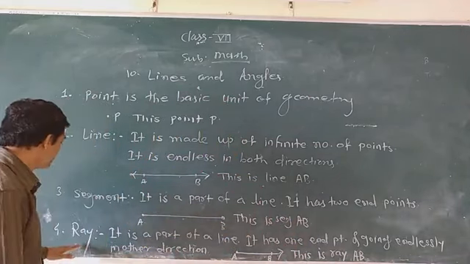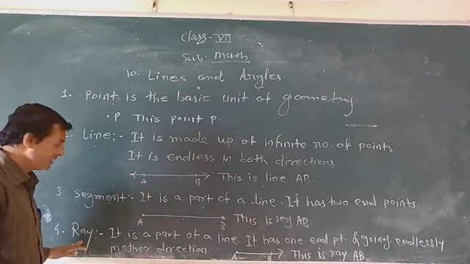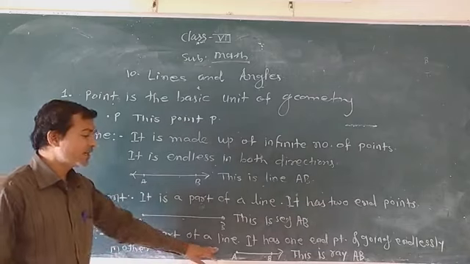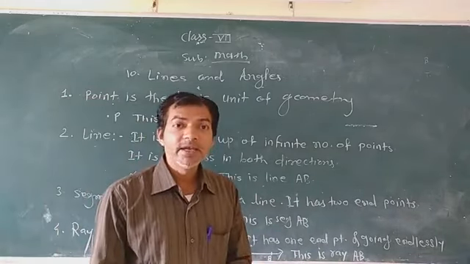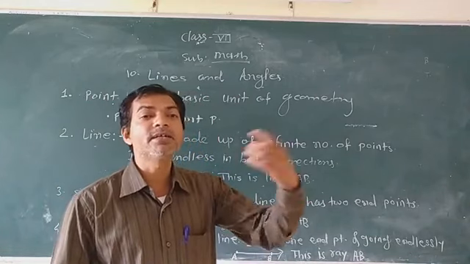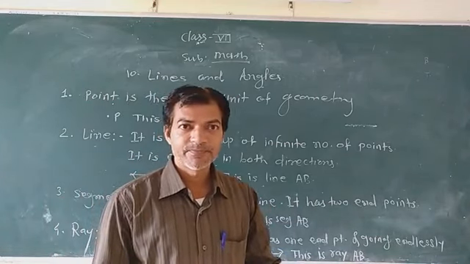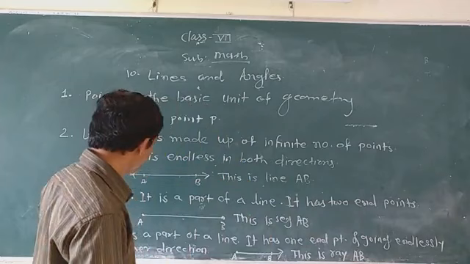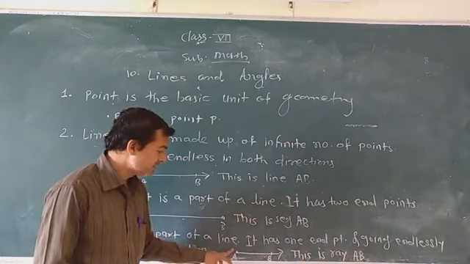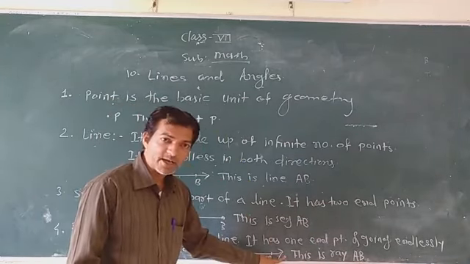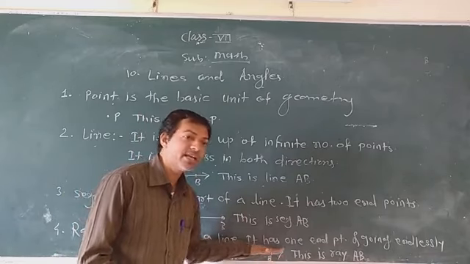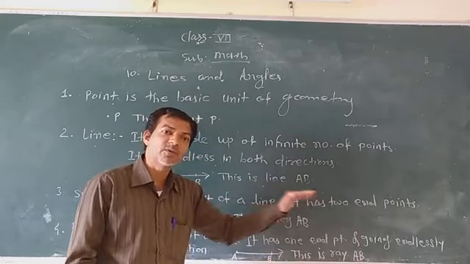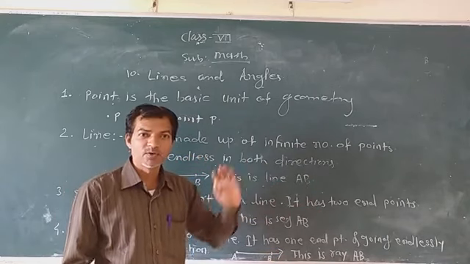Then the next one is what? Ray. Ray, you know very well. It is also a part of a line. It has one endpoint and goes endlessly in the other direction. So see here, AB: this is the endpoint and there is an arrow. This is the ray. It shows you can extend the line in this direction. Where the arrow is, you have to move in that direction.